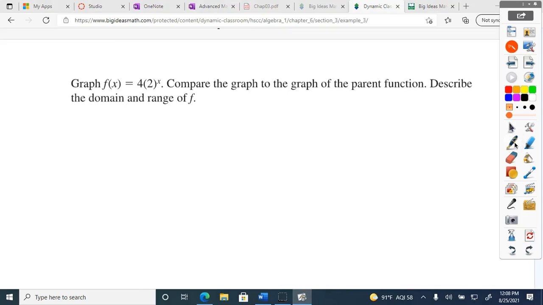It says to graph f of x equals 4 times 2 to the x power. Compare the graph to the graph of the parent function. Describe the domain and range of f.